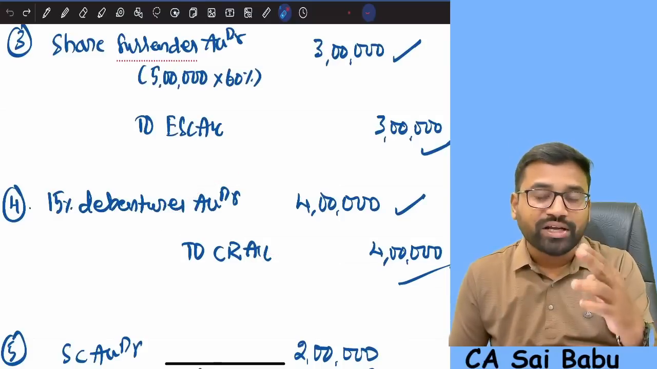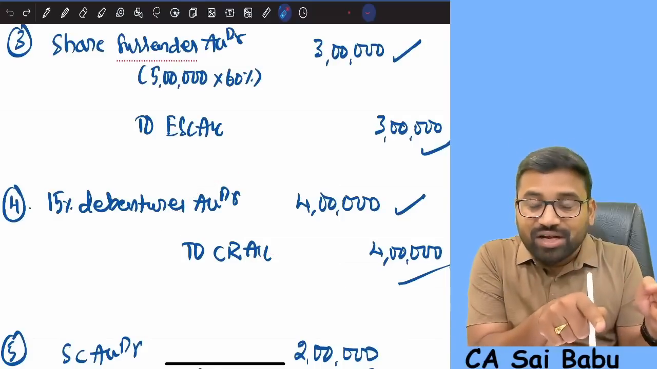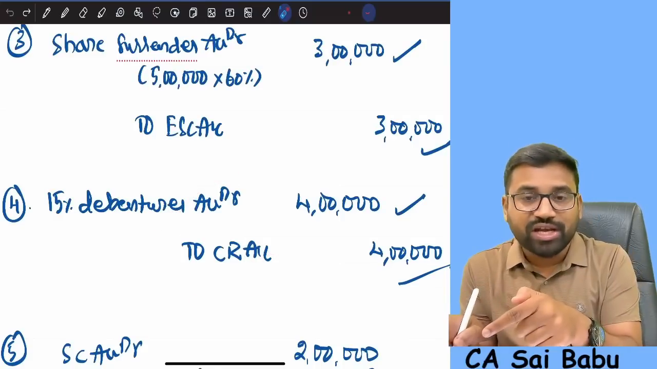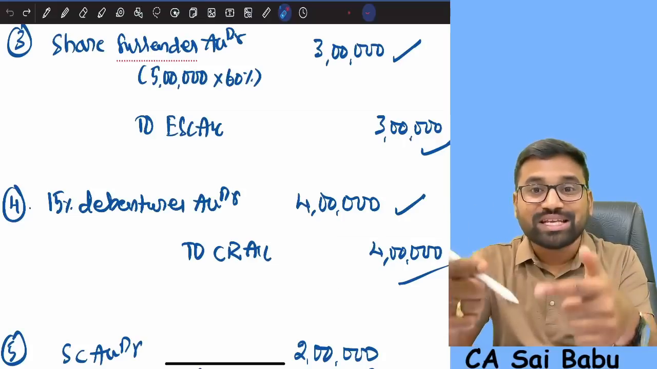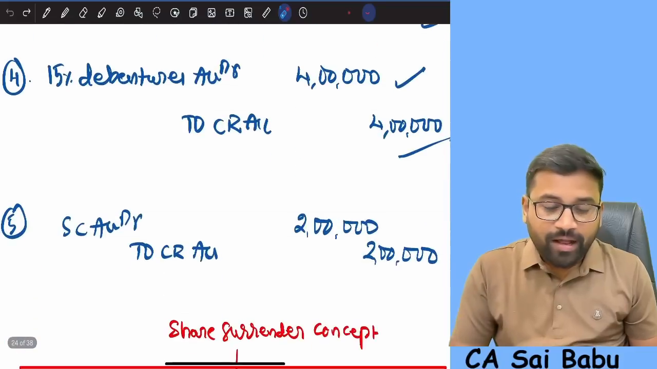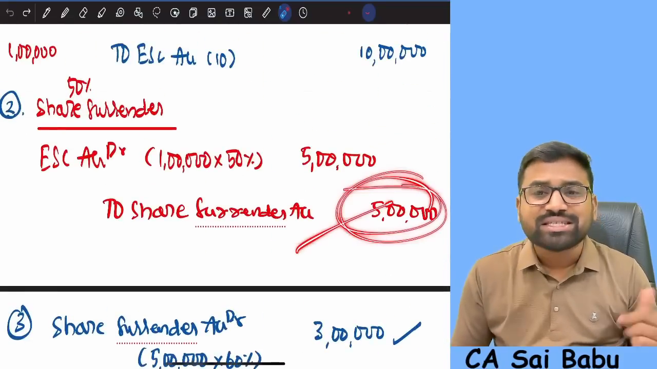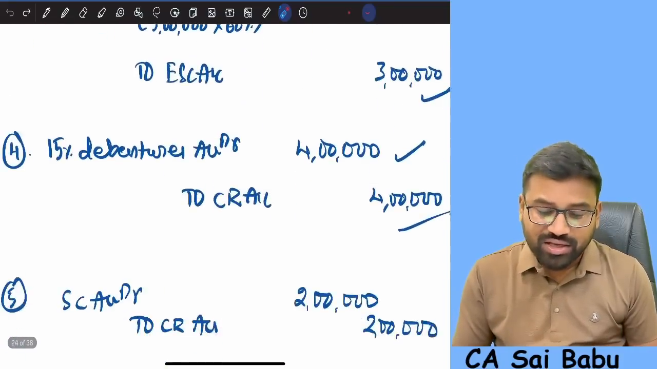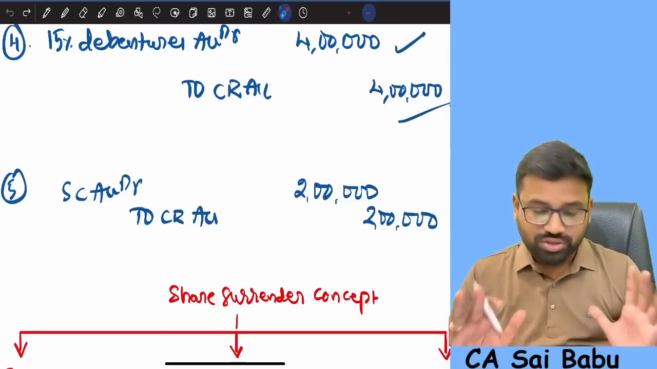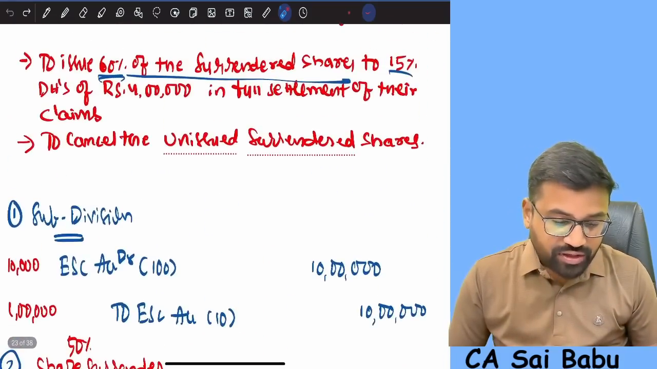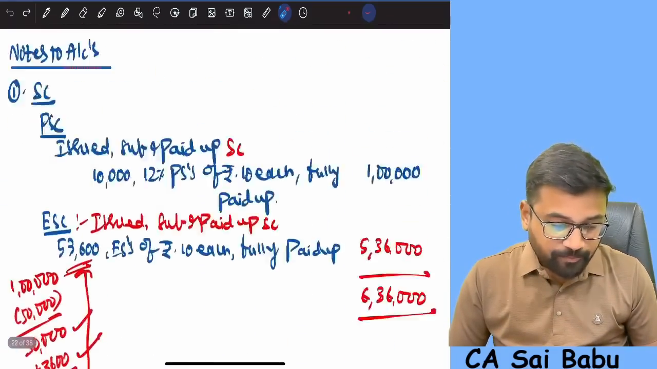So, I told you two entries. For converting surrendered shares into share capital, one entry, and then settlement of liabilities to capital reduction, another entry. And whatever balance is unutilized in the share surrender account, out of 5 lakhs, 60% used, the remaining 40%, 2 lakhs, will be transferred to capital reduction account. So this is how the entries will be passed for the share surrender concept.